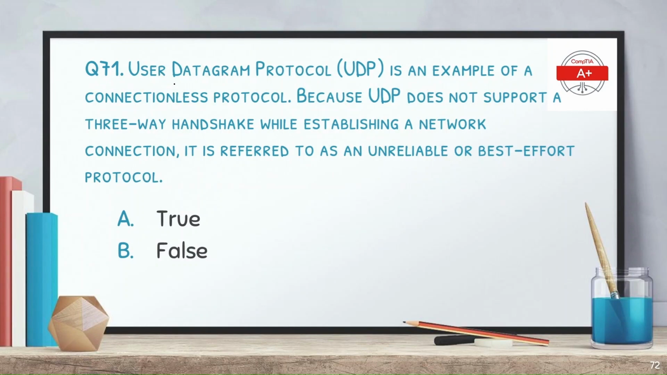Question number 71 is that User Datagram Protocol is an example of a connectionless protocol because UDP does not support a three-way handshake while establishing a network connection. It is referred to as an unreliable or best-effort protocol. And again, the options are A, true, and B, false. And the correct option is true. Yes, this is basically the definition of UDP.